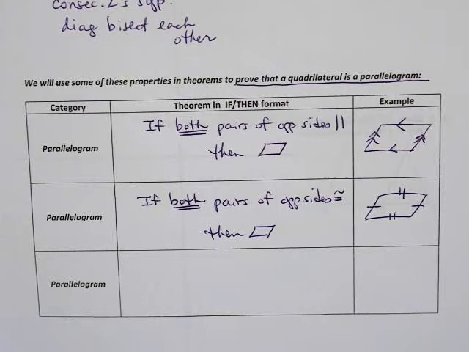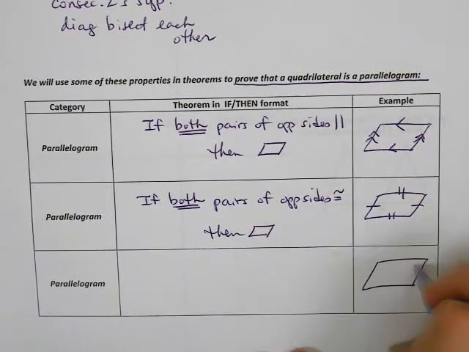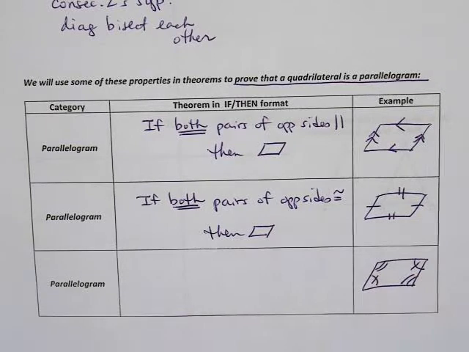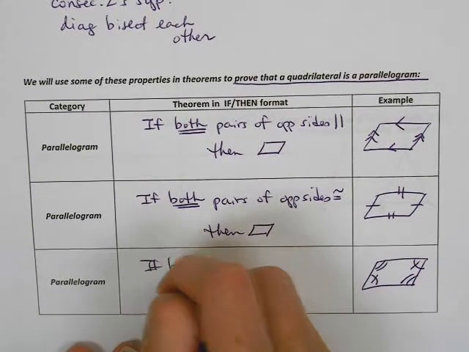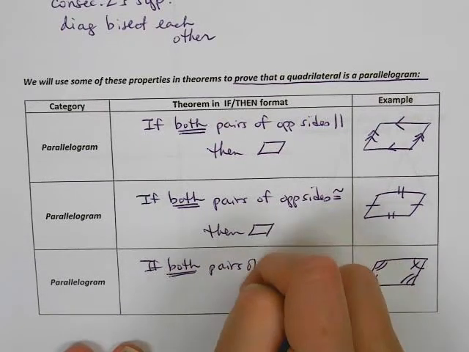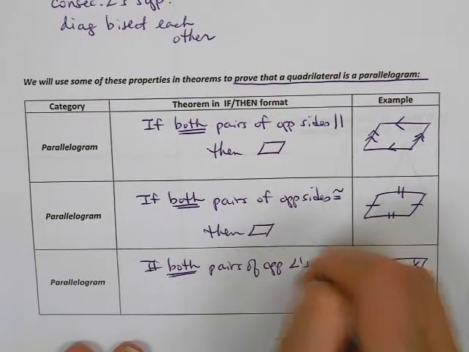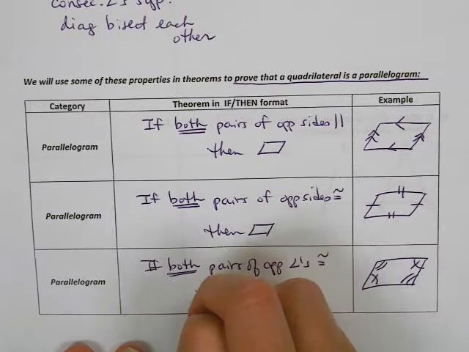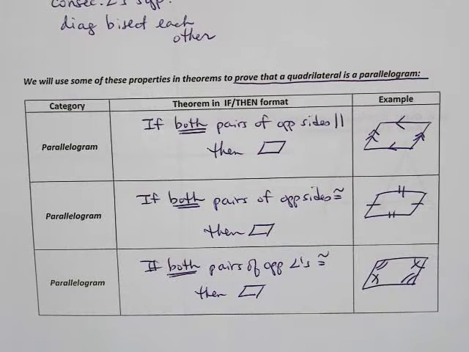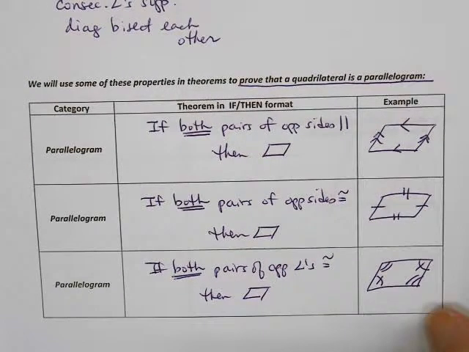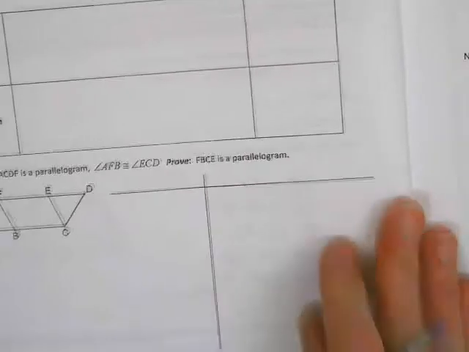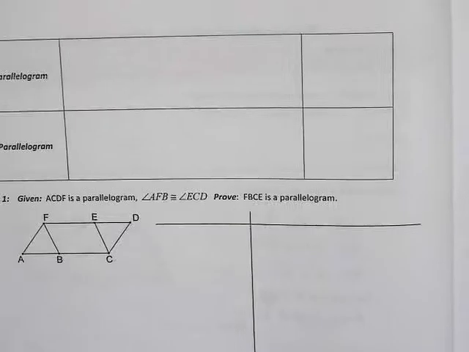And we'll keep building off of that opposite, right, with the angles. If you have that, you also have a parallelogram. And again, it's both. Both pairs of opposite angles congruent, then you have a parallelogram. All right, so the two we haven't used yet are consecutive angles and the diagonals. So let's flip the page and let's add those to it.